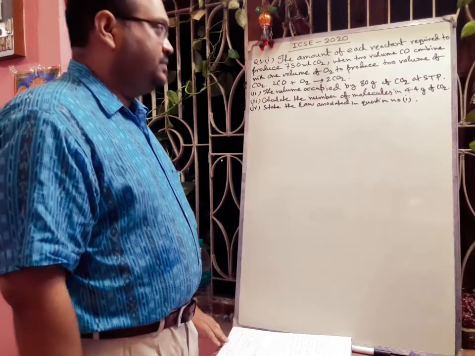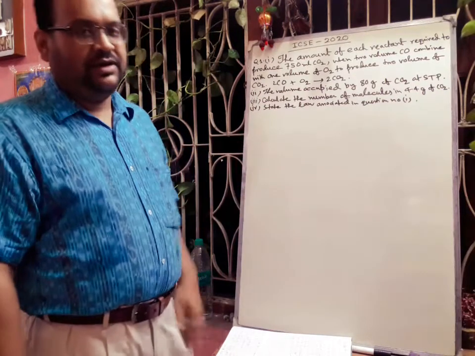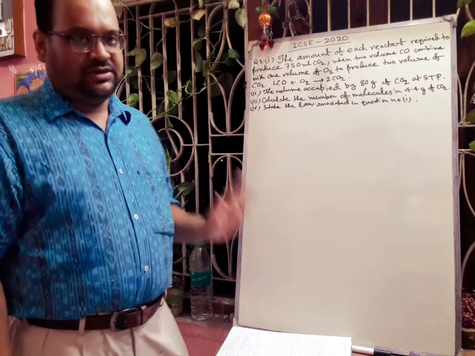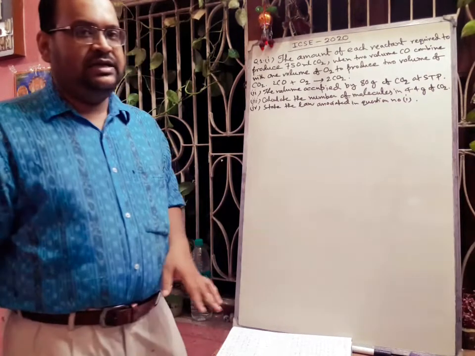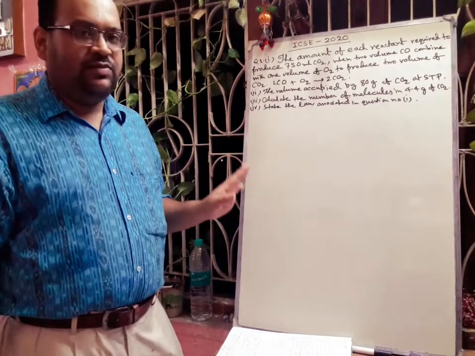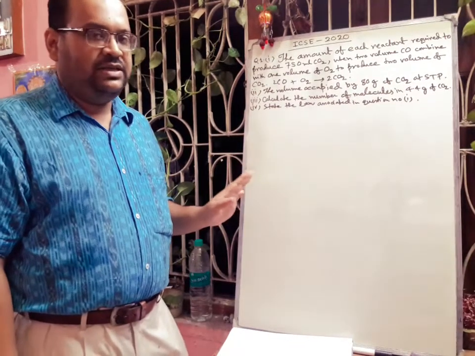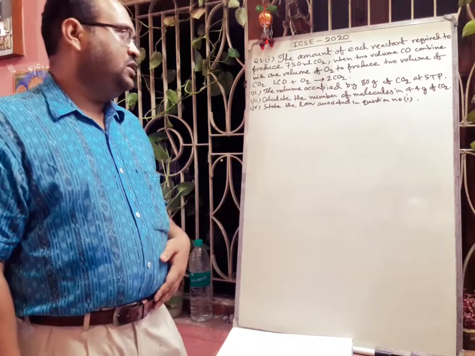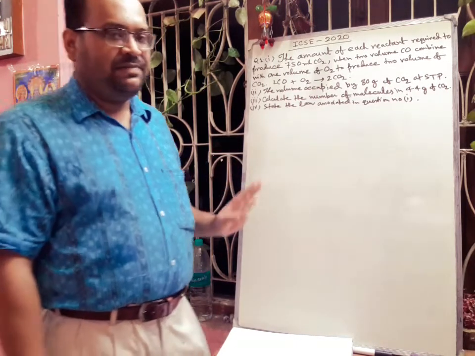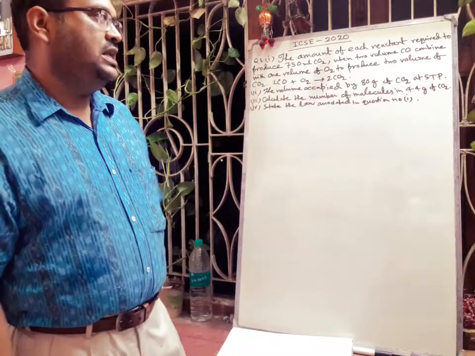So every year, a minimum of 12 marks and a maximum of 15 marks come from this chapter. If you prepare this chapter properly, especially the numericals, you will get full marks, that means 15 out of 15 or 12 out of 12. This is a very easy chapter, and the numericals are very easy. So here I will solve the first numerical.